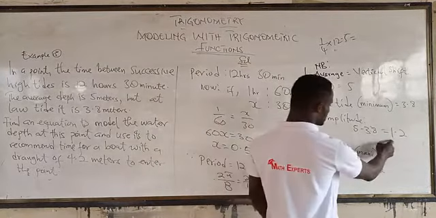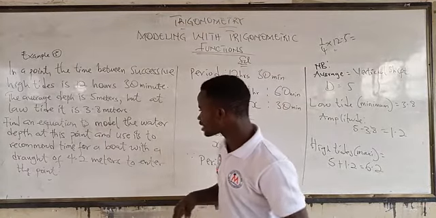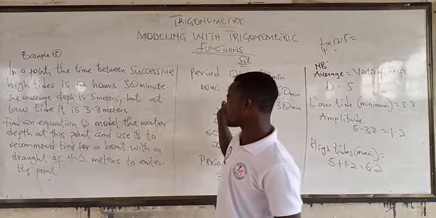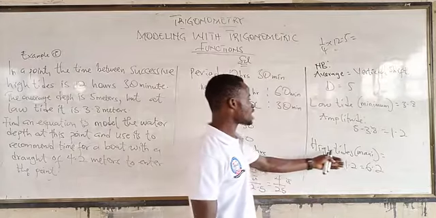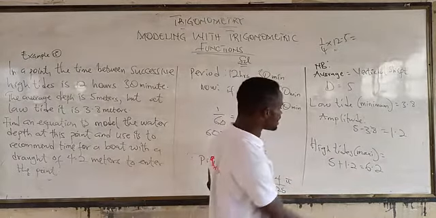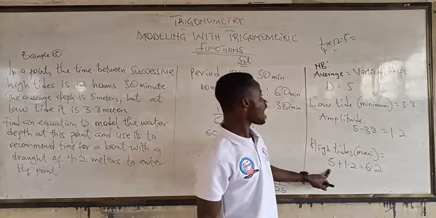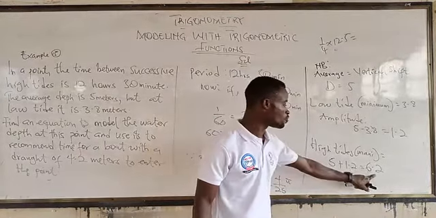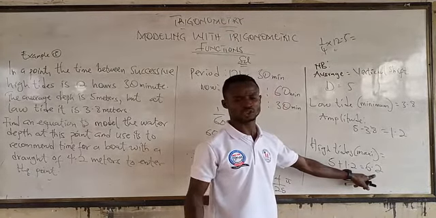Alright. And after getting the amplitude, to get the high tide, don't forget that we know the low tide, but the question is silent on the high tide. But you can get the high tide by adding the amplitude to the average. And now we have the high tide, which is the maximum, to be 6.2.